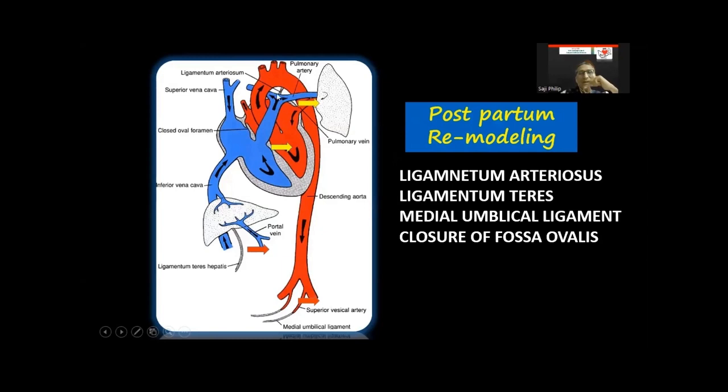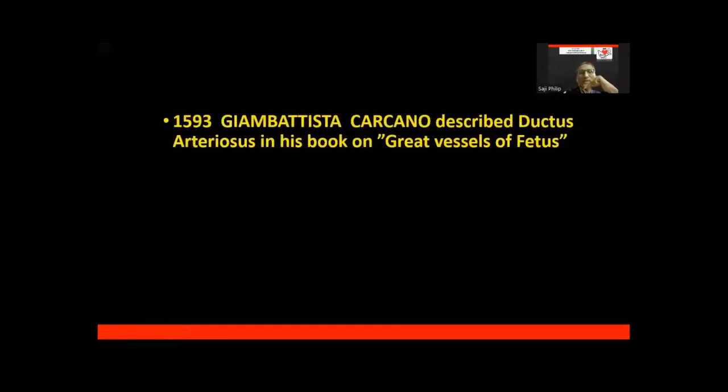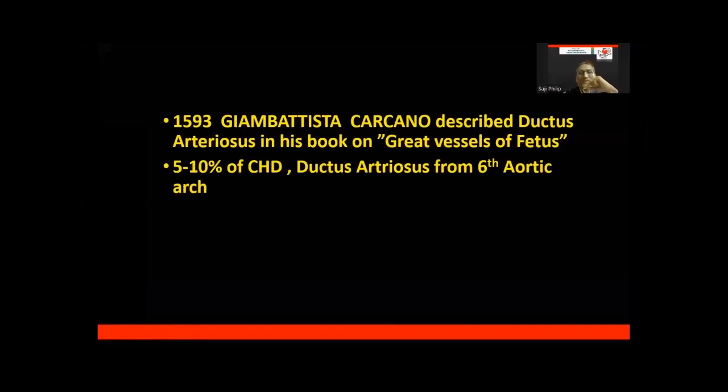This will happen with the physiological closure within 24 hours, whereas the anatomical closure, a very tight fibrotic band, may take up to 1 year of age. The medial umbilical artery can become the medial umbilical ligament, and the fossa ovalis will become closed. So in 1593, Giambattista Carcano described the ductus arteriosus in his book as a great vessel of the fetus.